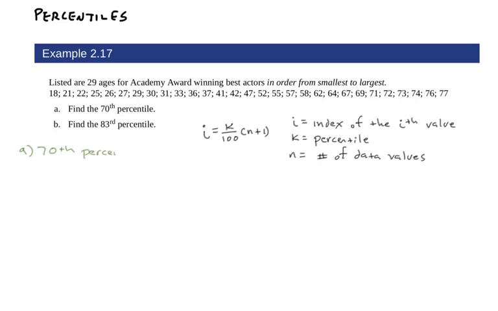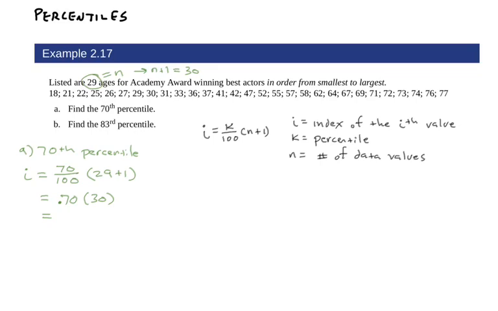If I want the 70th percentile, my I is going to equal 70 over 100, because that's the 70th percentile that I want. If you recall, percent is out of 100. Then we have 29 values, so my N is 29, and we're going to add one more. So there's 0.7 times N plus 1.